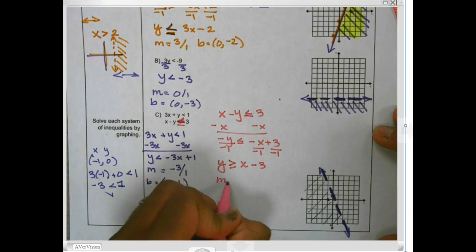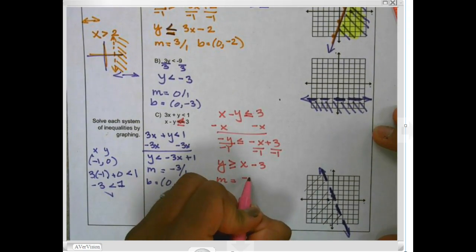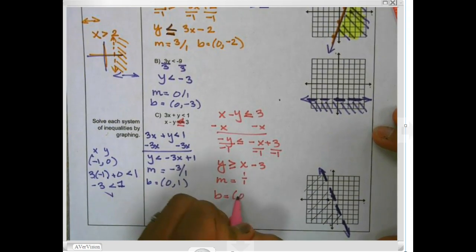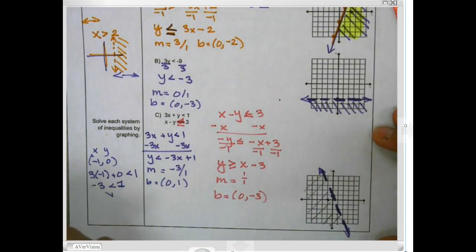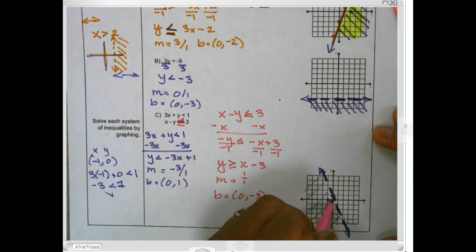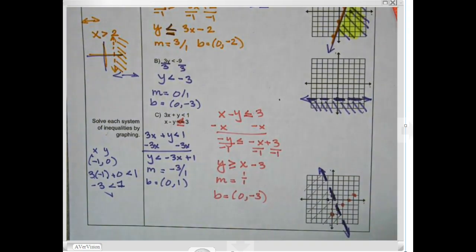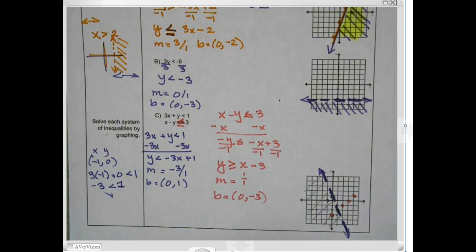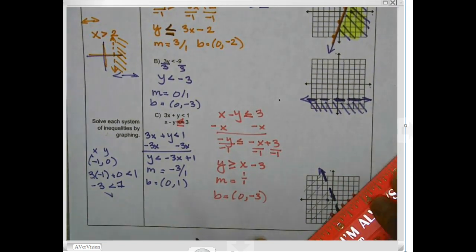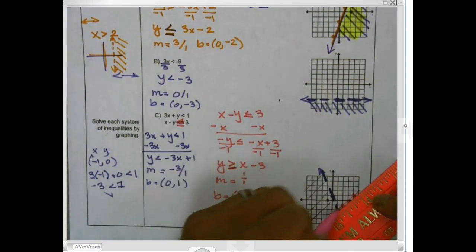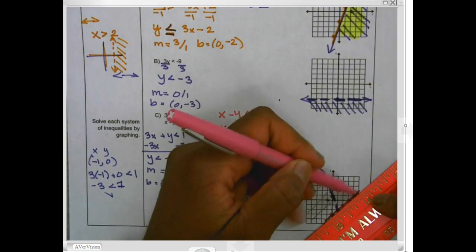You like it? I love it. My slope is 1 over 1. And my b, my y-intercept, where I begin, is 0, negative 3. 0, negative 1, 2, 3. And then I'm going to go up 1, right 1, up 1, right 1, up 1, right 1, up 1, right 1. And then I'm going to always ask you the same question, solid or dashed? Solid or dashed? Well, there's a solid line underneath it, so I'm going to go for a solid line when I graph it. See what I did there?